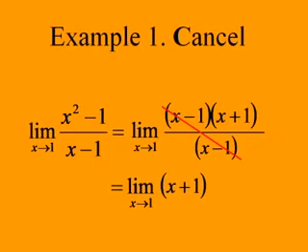This step is justified by the fact that we are now considering the limit of a new function x plus 1. But since this function differs from the old function x squared minus 1 divided by x minus 1 only at x equals 1, the limit of the new function is the same as the limit of the old function. That is, the limits are the same even though the functions are different.